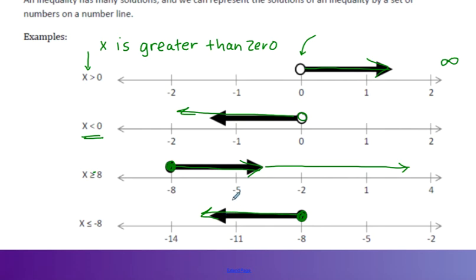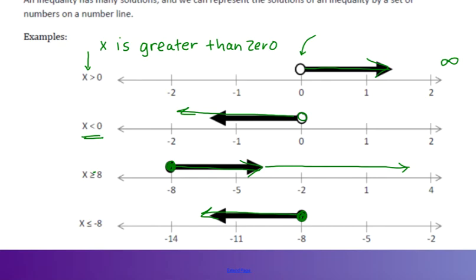A couple of things I want to make sure you remember. Variables on the left. Read it to yourself first, so that you know if you're going to be pointing to the left, if you're looking for less than, or if you're looking for greater than.